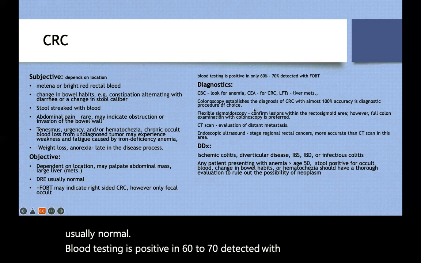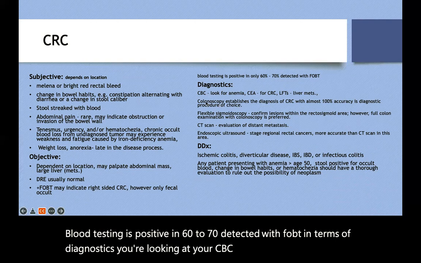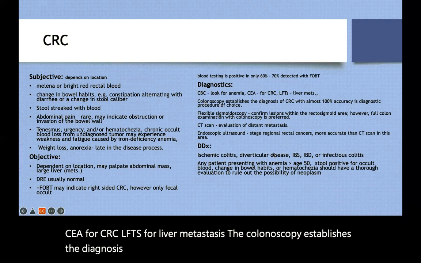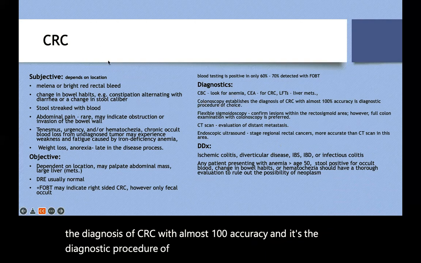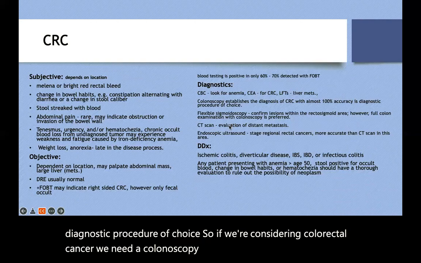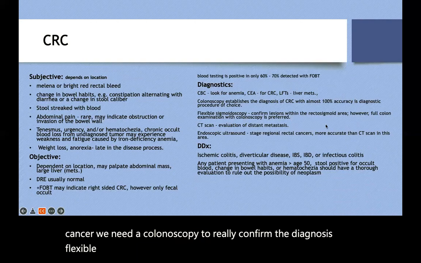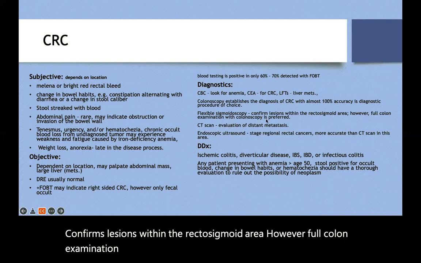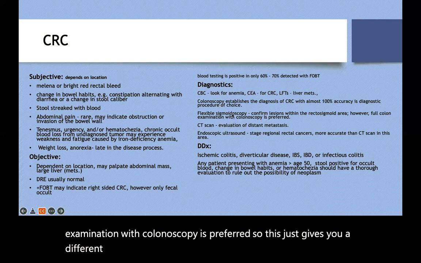In terms of diagnostics, you're looking at your CBC for any anemia. We're checking CEA for CRC, LFTs for liver metastasis. The colonoscopy establishes the diagnosis of CRC with almost 100% accuracy, and it's the diagnostic procedure of choice. So if we're considering colorectal cancer, we need a colonoscopy to really confirm the diagnosis. Flexible sigmoidoscopy confirms lesions within the rectosigmoid area. However, full colon examination with colonoscopy is preferred. So this just gives you a different area, a better view in a different area.